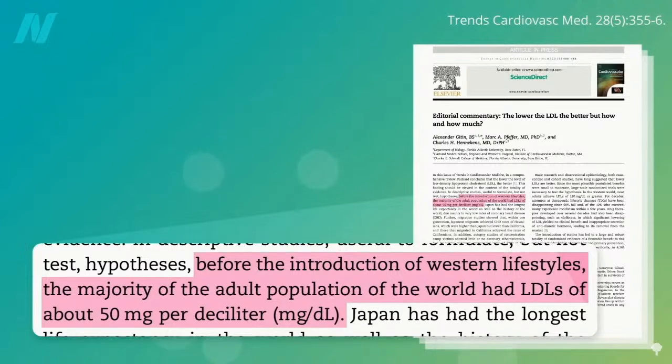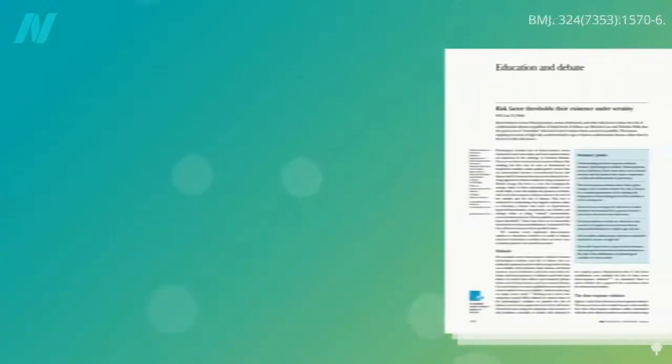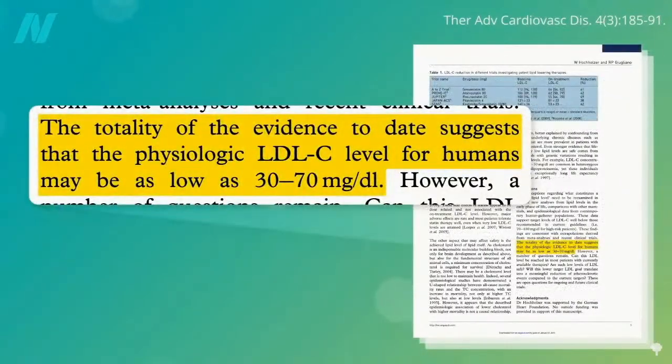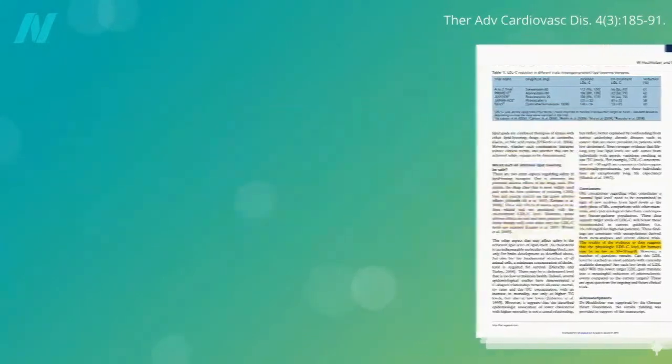The majority of the adult population in the world had LDLs of about 50. So that's the true normal. Present average values should not be regarded as normal. We don't want to have a normal cholesterol based on a sick society. We want a cholesterol normal for the human species, which may be down around 30 to 70, which for those who live outside of the U.S. is an LDL of 0.8 to 1.8 millimoles per liter.